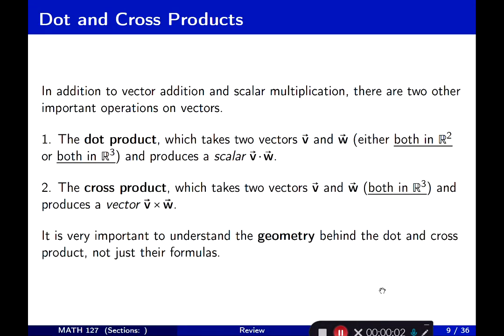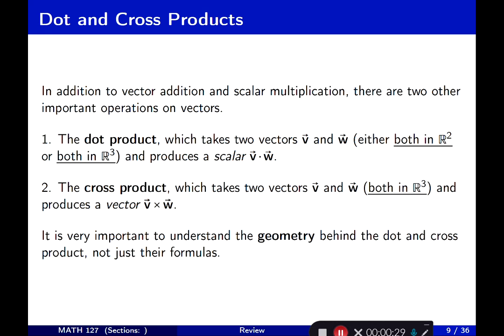So we're continuing with our review, and this time we want to discuss dot and cross products. So far we've discussed vector addition and scalar multiplication, and those are important operations on vectors, but there are two other ones that are very important.